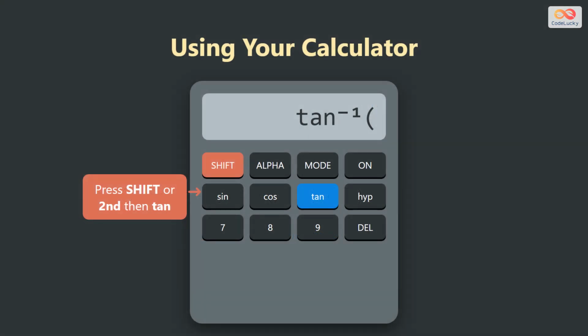To do this on a scientific calculator, you cannot just press the tan button. You typically need to press a shift or second key first, followed by tan. This accesses the function written in small text above the button, usually marked as tan inverse.